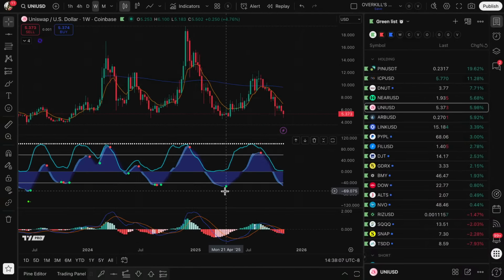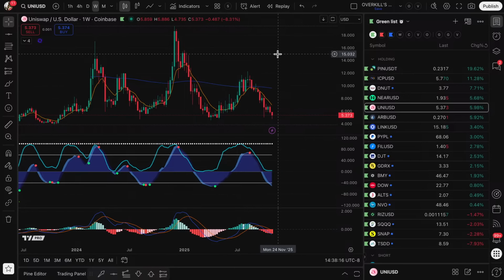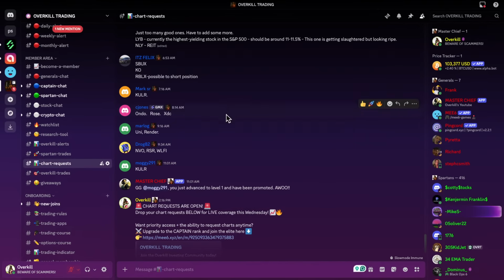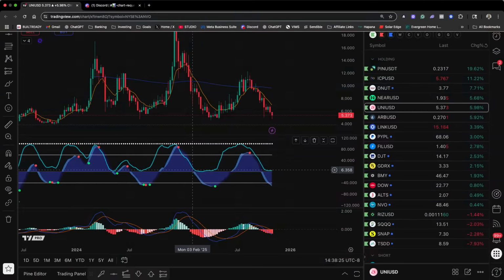But again, take the emotion out of it. You can't be emotional if you're going to trade. You got to use logic, data, and discipline. So Uniswap, I think that will bottom when we get the weekly signal there. Render, RNDR.